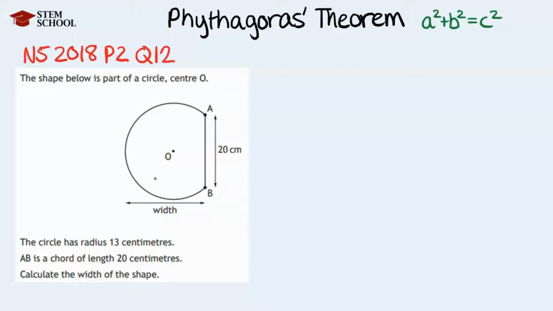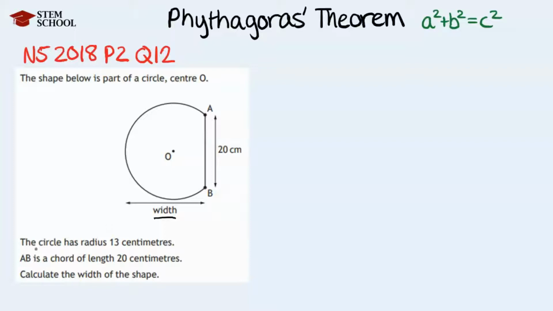What they'll tend to do is give you a circle and tell you the radius. Because they tell you the radius, you can make some sort of triangle on the diagram, okay? So let's have a look at this question. It's saying that the shape below is part of a circle, centre O. The circle has radius 13 centimeters and AB is a chord of length 20 centimeters, and we have to calculate the width of the shape, right?